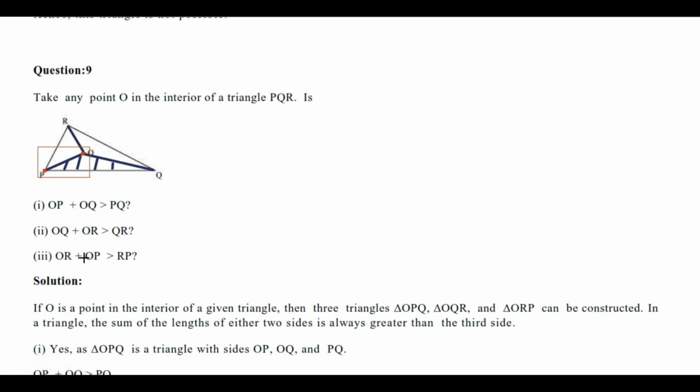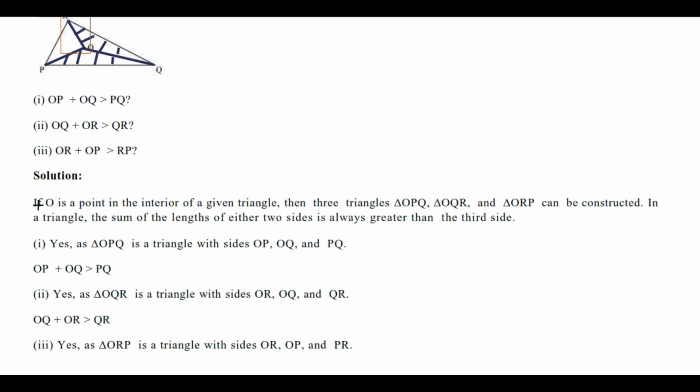Second, OQ plus OR. It is again a triangle. I'm talking now about this triangle. So here we have two sides, OQ plus OR, which is greater than QR definitely. Now the third one is also a triangle, POR, where PO plus OR is greater than PR, or you can say RP. All these are true because of the triangle inequality property.